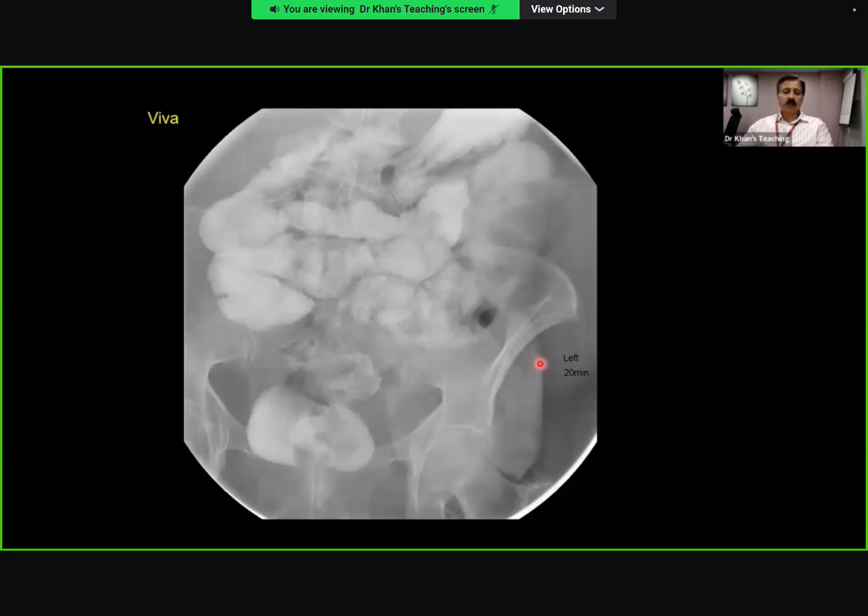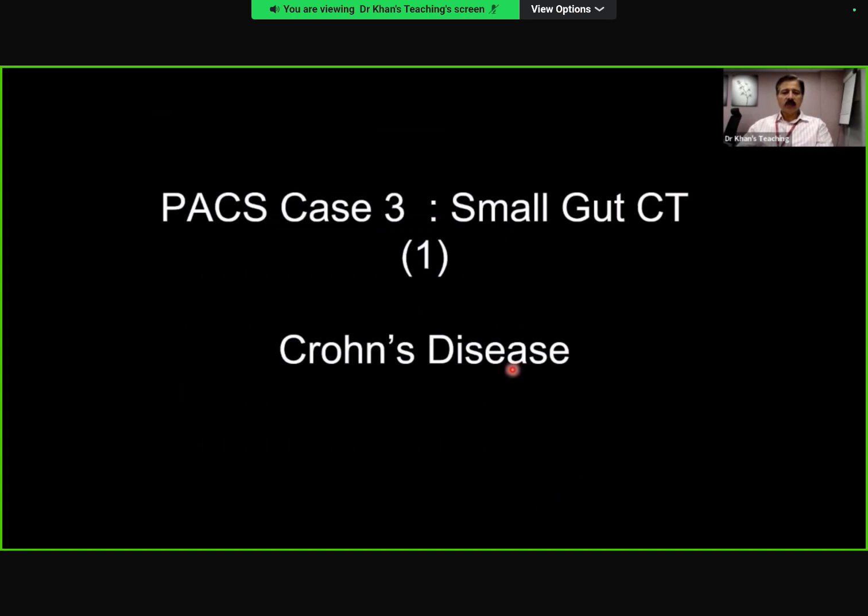Okay, spot film, candidate 10. What is abnormal on this? Barium may follow through, but what is abnormal? There's contrast in the urinary bladder. Excellent. So that means there is a fistula there.